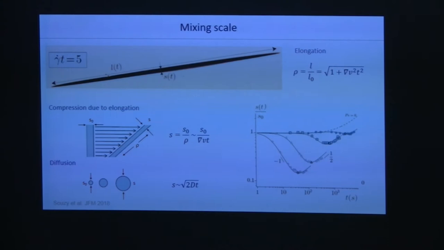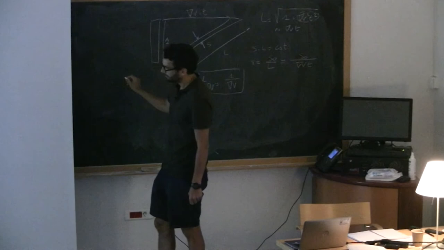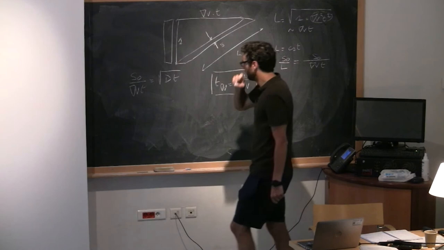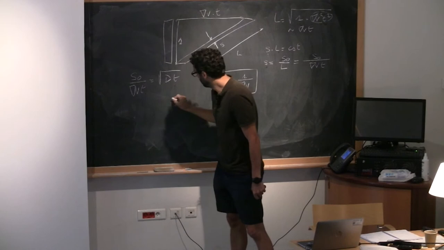And here it's going to be simple. We're just going to equate these two terms. So when the decrease in width due to compression is equal to square root of Dt, we write S0 over grad V t is square root of Dt. And then from this, I can get the time at which this happens. So I just put everything on the same side.